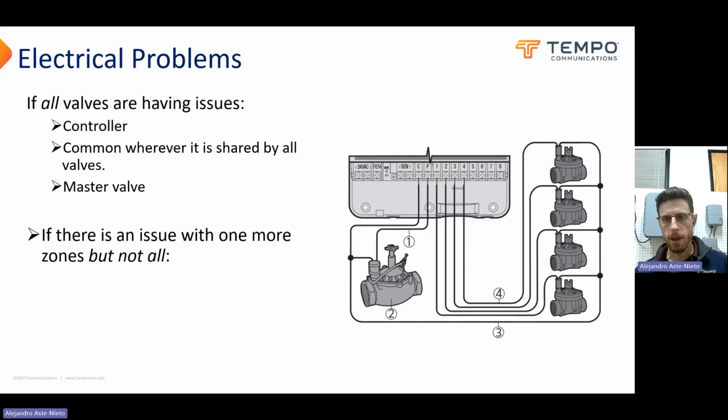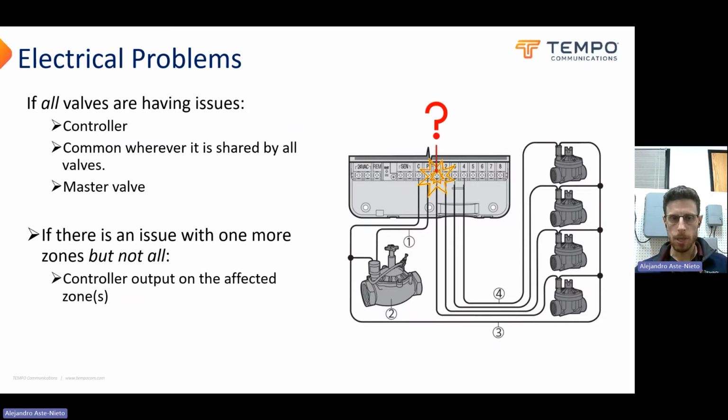And then if you have an issue with one of your valves or multiple valves, but not all of them, you can eliminate those previous possibilities. If you have one of these valves working, your common wire out here can't be broken, because then it wouldn't have a return path. Same with the master valve. If the master valve is not opening, then you can't have any of these downstream valves get pressure and they won't work. If your controller's busted, there's no way any of these valves are going to be working.